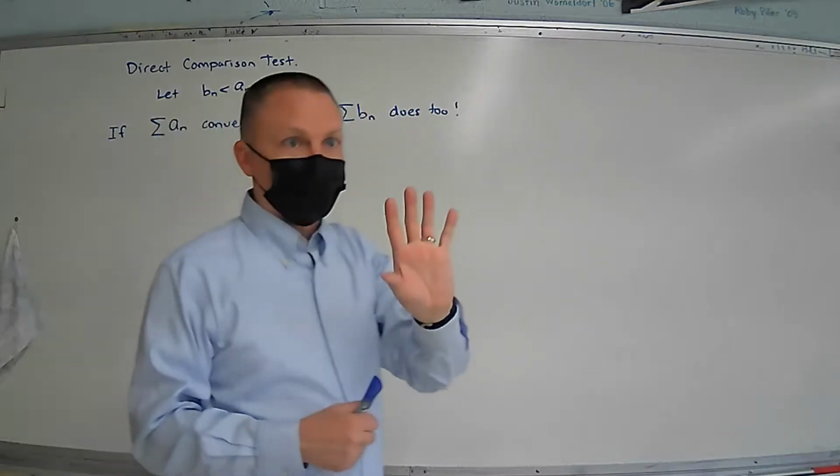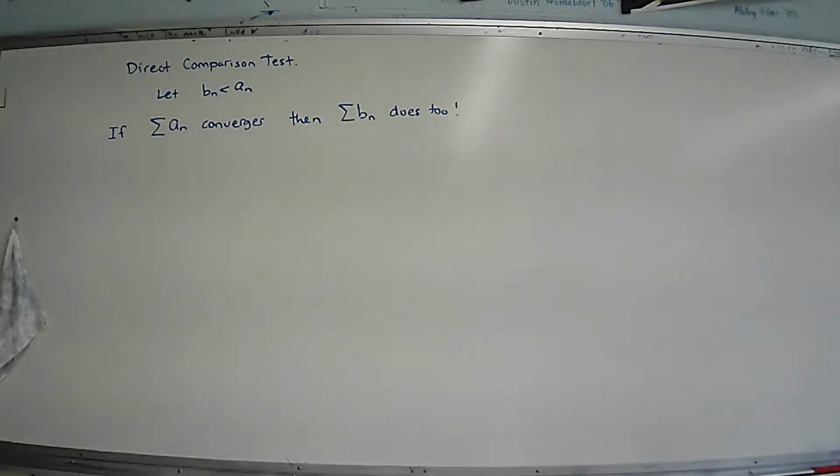Now think about that just for a second to make sure we can wrap our head around that. If you can show that an unknown series is less than a finite series, a series that converges, it would make sense that the unknown would have to be, if you're less than something that's finite, you have to be finite. Right?